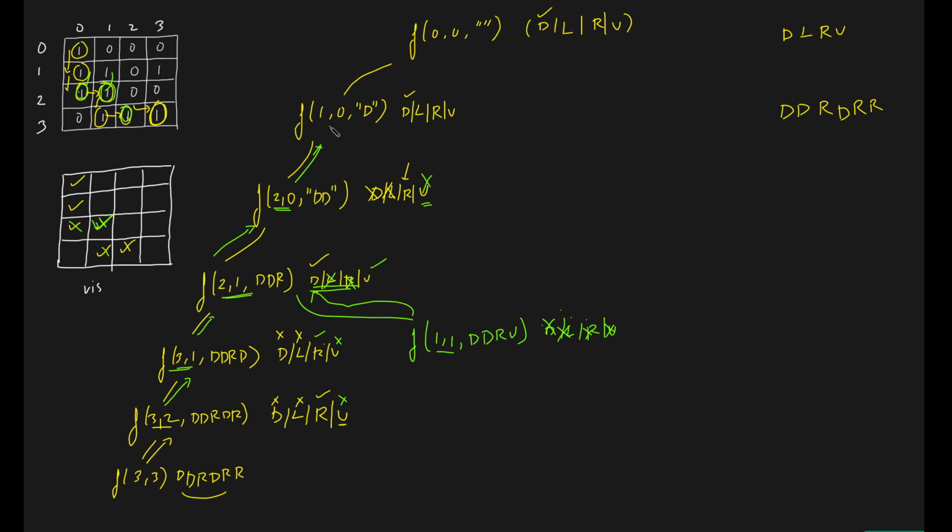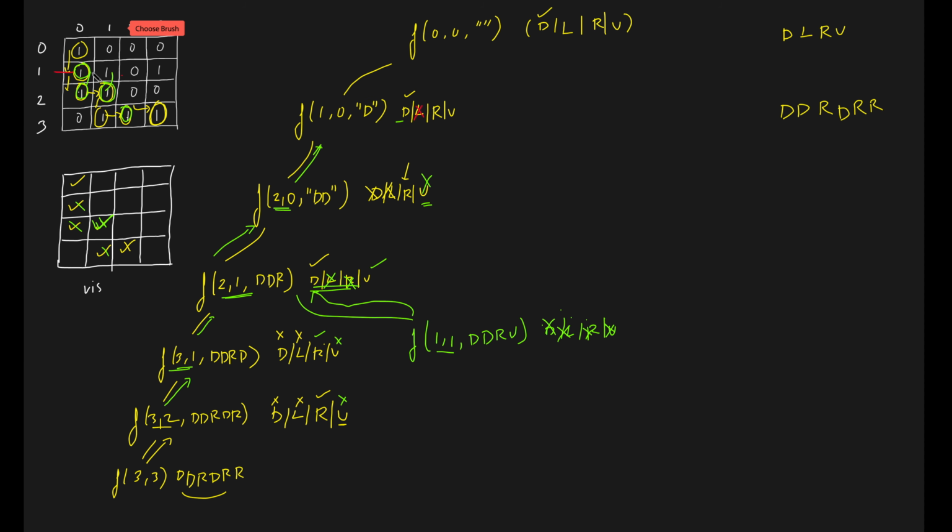Now when you come back to 1-0, you're currently standing here. So please make sure this is no more part of your path. You have tried out down. Now let's try out, can I go leftward from 1-0? From 1-0, can you go left? Not possible. So I'll say that's not possible.